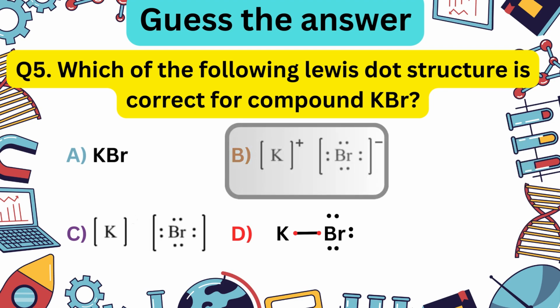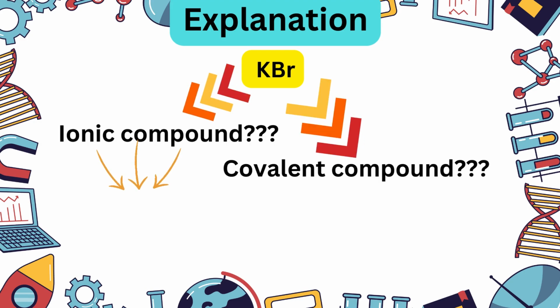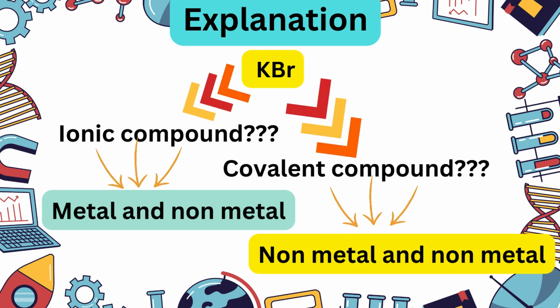Let us understand how. First, we have to find out whether the given compound is ionic or covalent. Ionic bonds are made between metal and nonmetals, and covalent bonds are made between nonmetal and nonmetal.